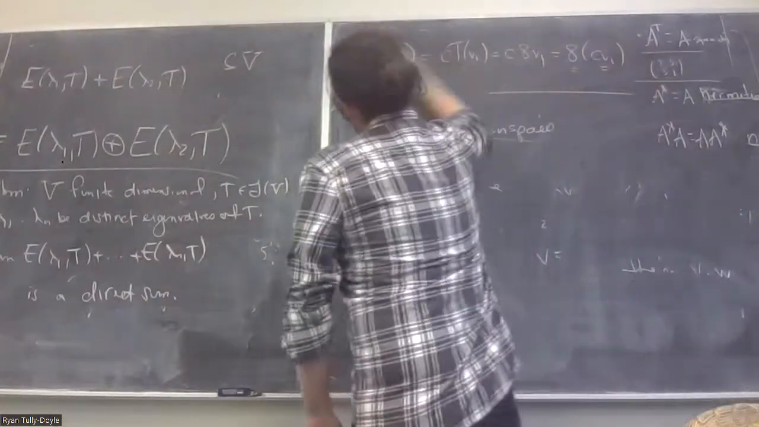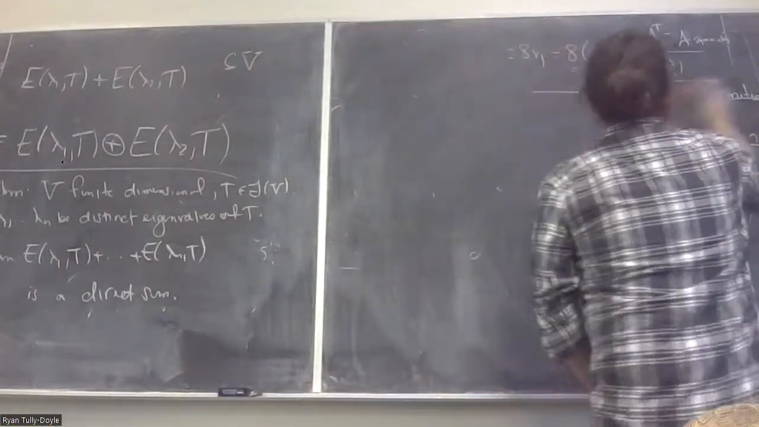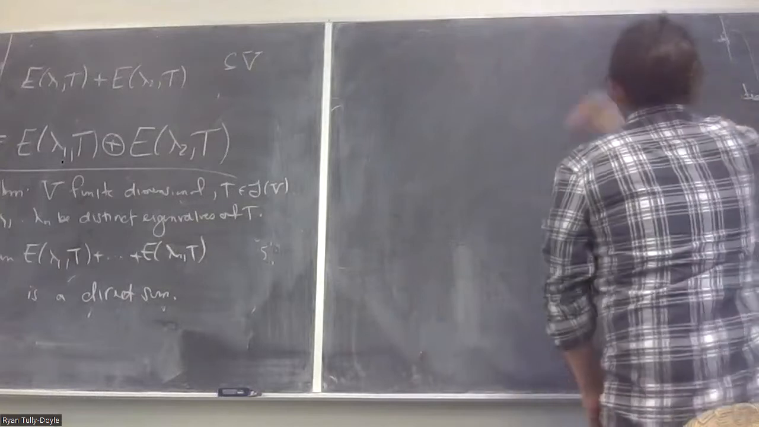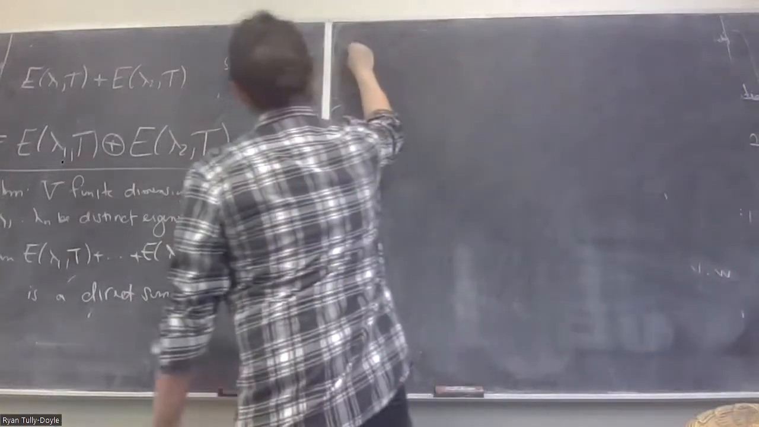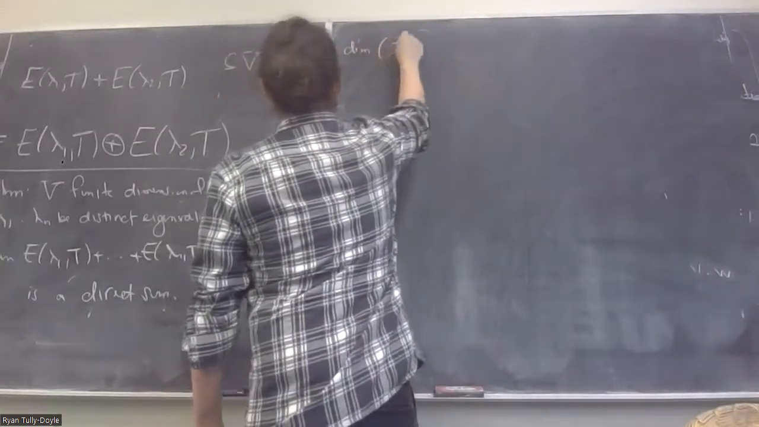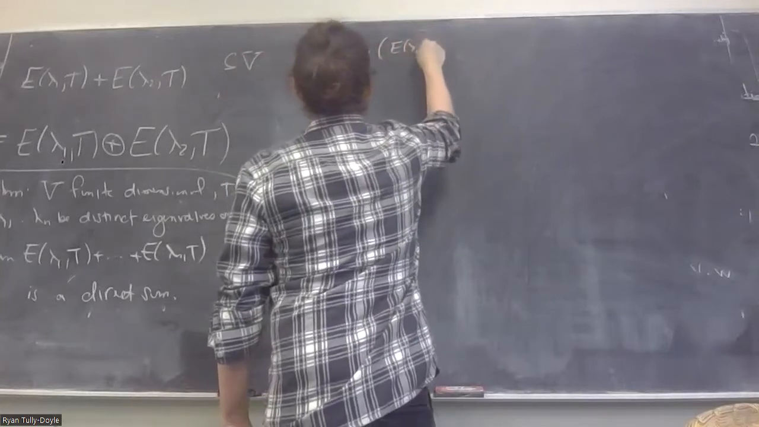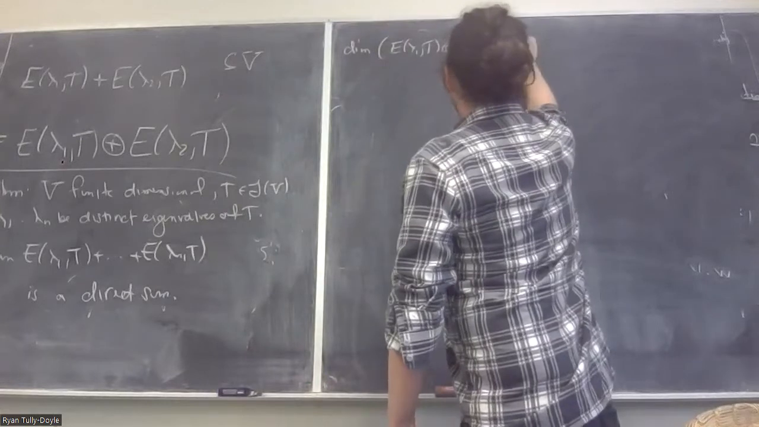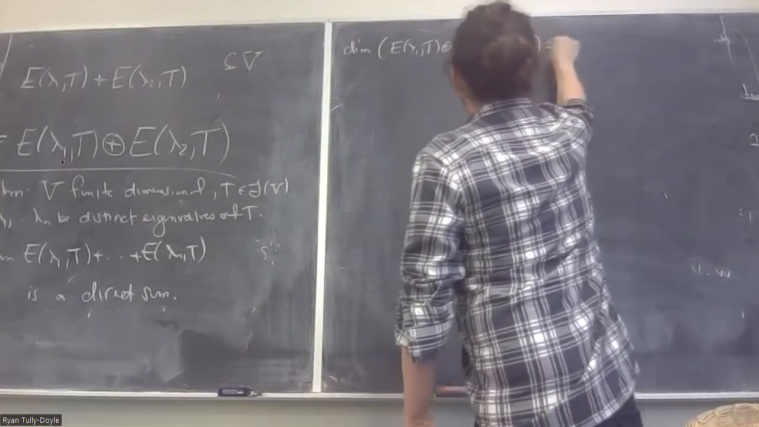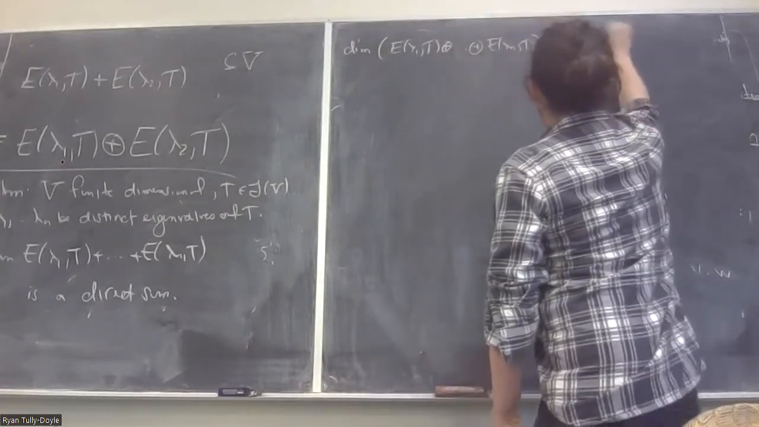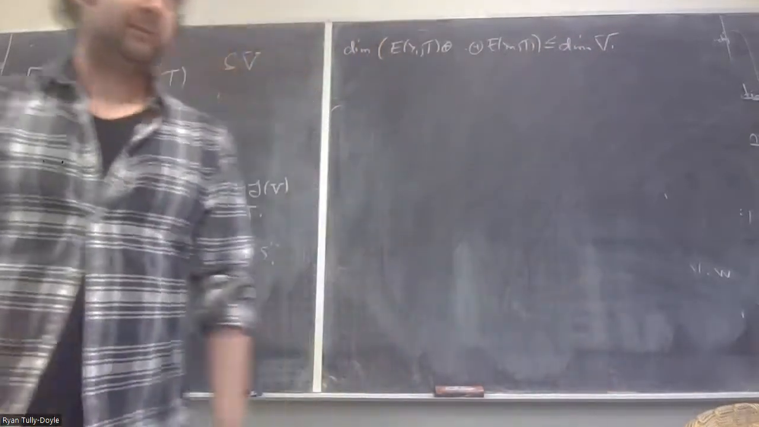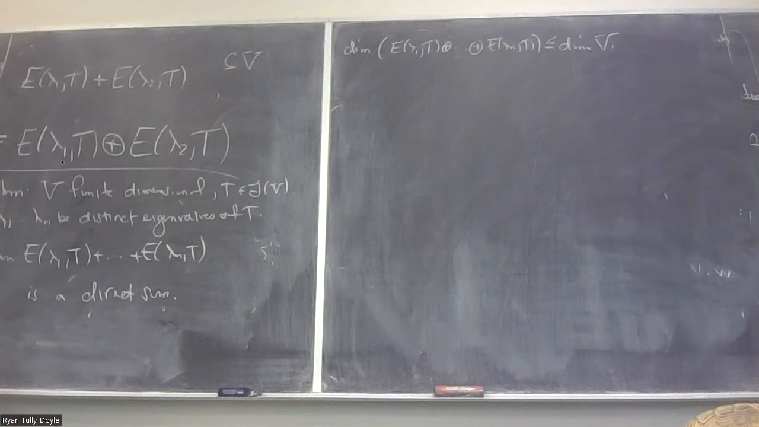And then we don't quite get the theorem that says it adds up to all of V, but it says we might. The dimension of E lambda 1 T direct sum up to E lambda n T is less than or equal to the dimension of V. It could be all of V, but it's going to be pretty special when that happens.